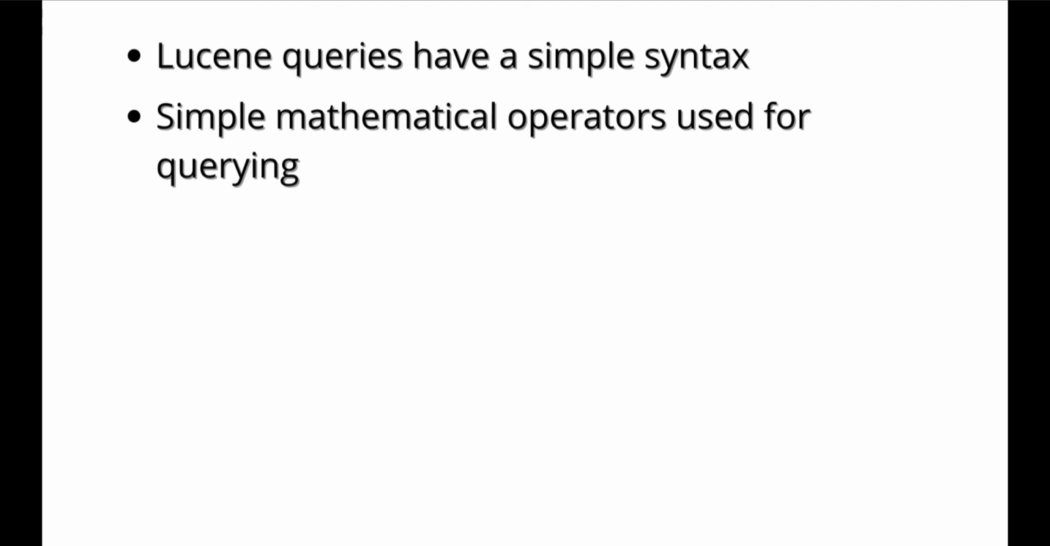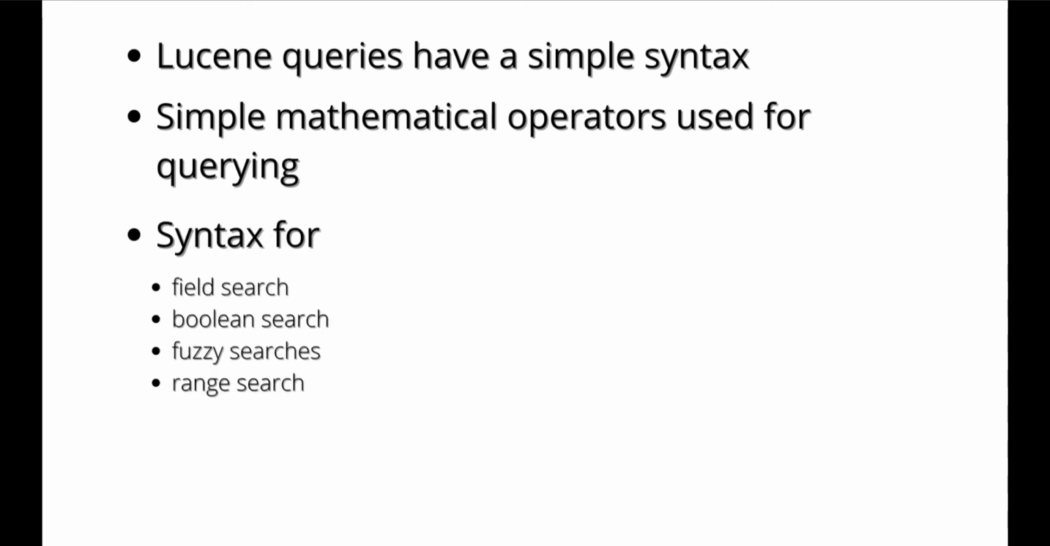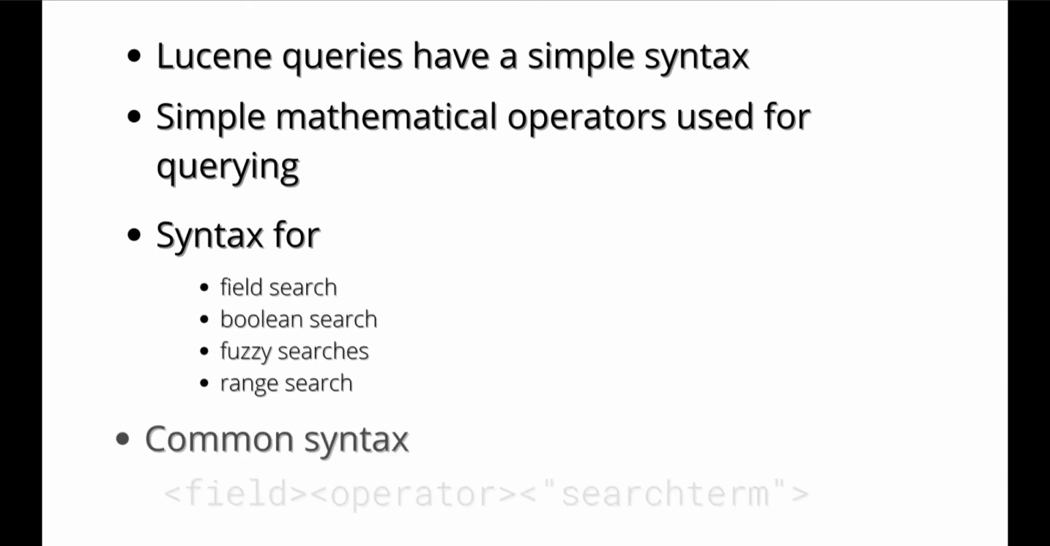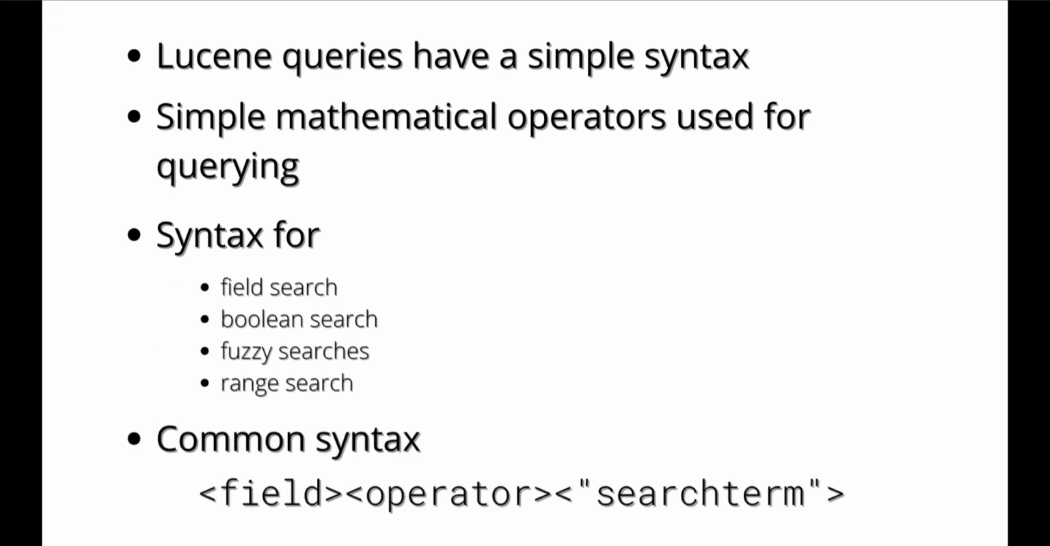With Lucene, querying is just a series of multiple mathematical expressions, with some special characters thrown in to relate the different search values. A beginner can master Lucene in under an hour. The syntaxes for searches are classified as field search, Boolean search, and fuzzy search. There are other types, but those are not commonly used. The generic syntax of a Lucene query is field name, operator, and search term.